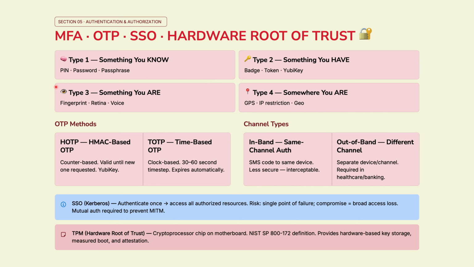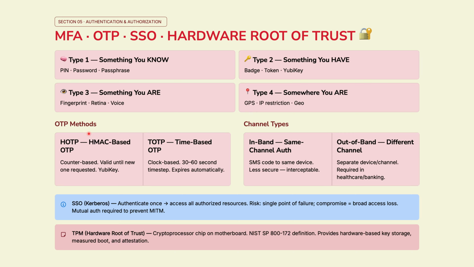Now, remember that two-factor authentication must use two different factors. Using two passwords, like type 1 plus type 1, does not qualify. Next, let's look at the OTP methods, the one-time password.